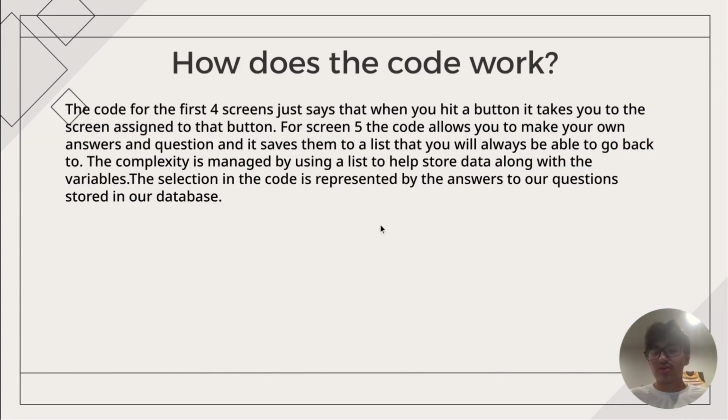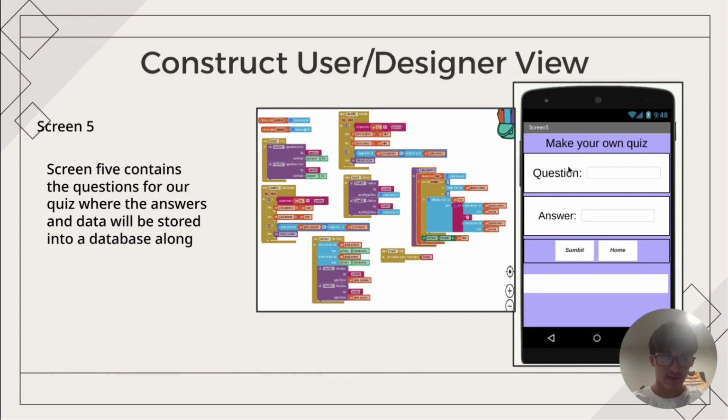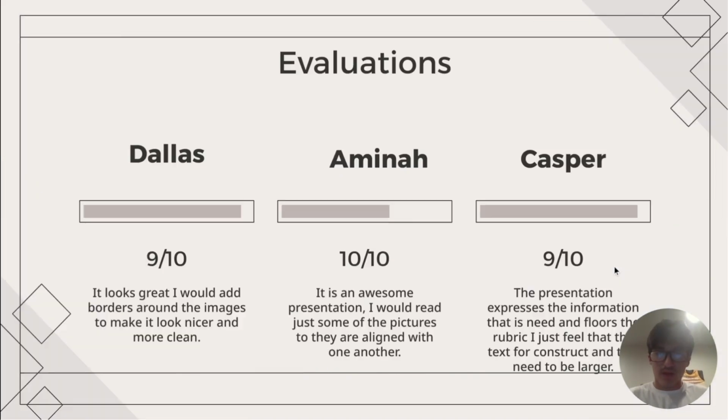What does our code do? Like I was talking about, code screen 1, it's just the 3 buttons, and same thing for screen 2 to 4. Screen 5 is the actual quiz. So basically, if we're going down, you can put something in the question and answer text box. You can submit it. It's going to put that in the database, and it's going to list it down here. Whatever you put, and you've got a little home button to take you back home.